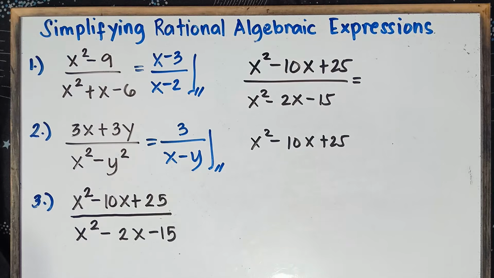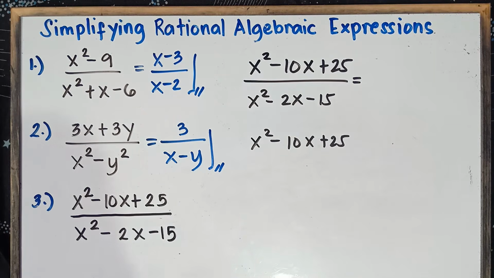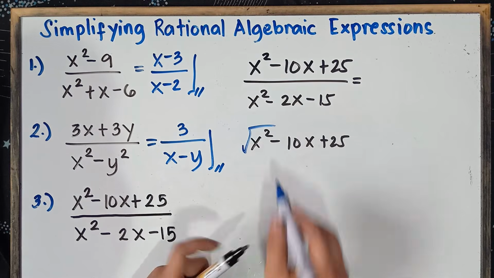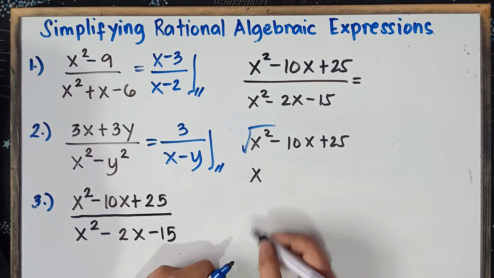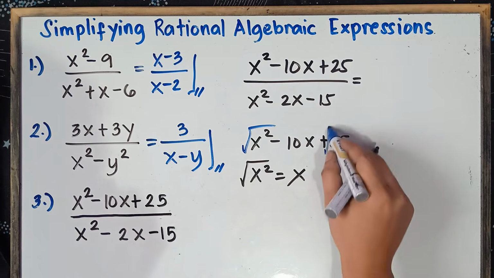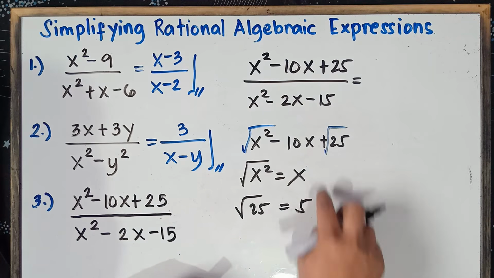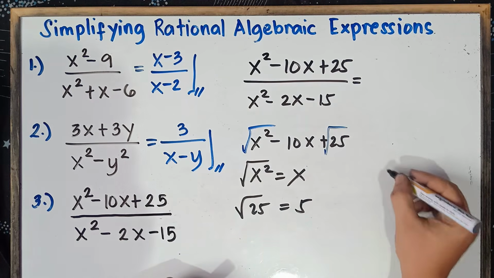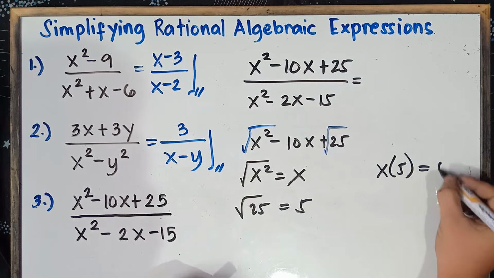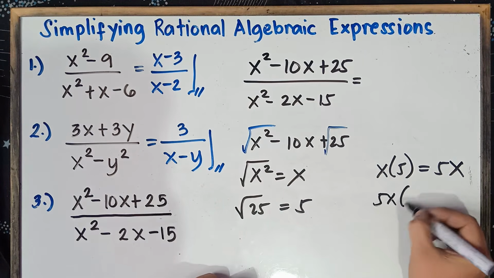Question, class, is this a perfect square trinomial? Yup, this is a perfect square trinomial. Now question, how will you know that this is a perfect square trinomial? Simply get the square root of the first term, the square root of x squared, that would be x. Simply get the square root of the last term, the square root of 25, that would be 5. And then simply multiply your answer, x times 5, that would be 5x. Double your answer, 5x times 2.